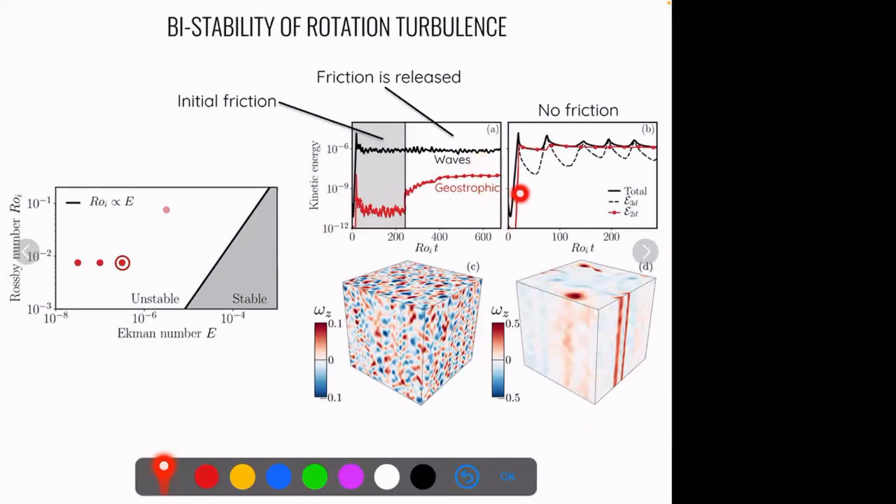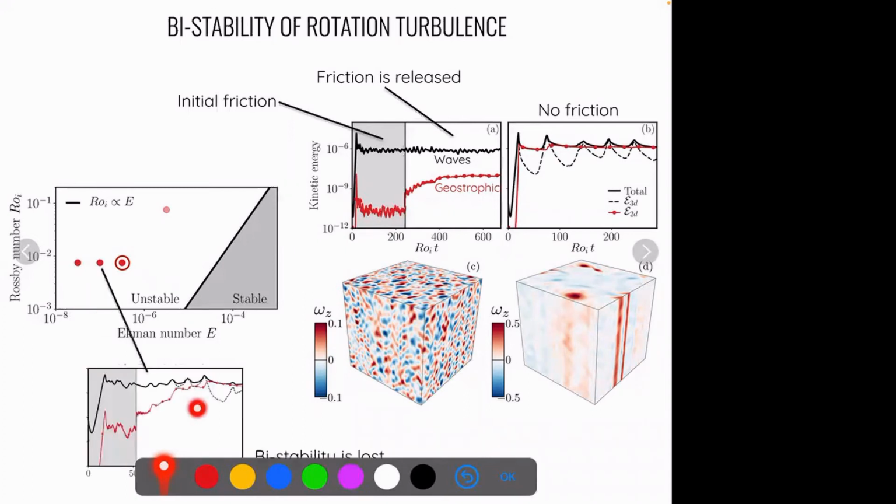And if we start without friction at all, then we switch back to the geostrophic saturation for the same values of the control parameters, right? So we have bistability of rotating turbulence at small Rossby number, which is quite new, and it also shows you that friction really allows you to explore different states of rotating turbulence.